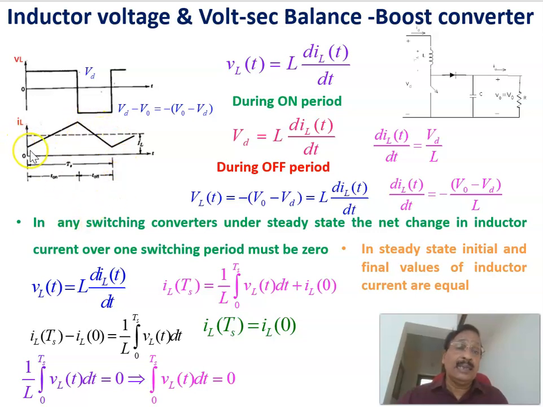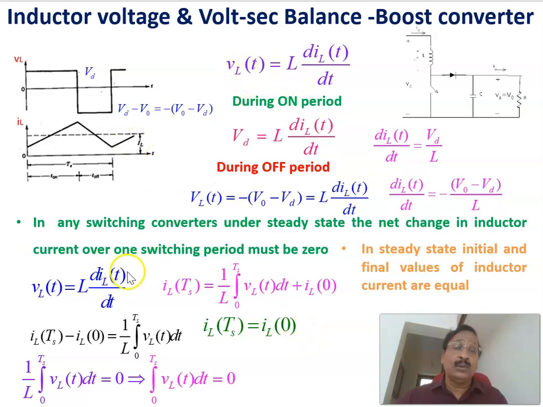Therefore, here this current is the same as this current, meaning that in any switching converter under steady state condition, the net change in inductor current over one switching period must be 0. Meaning that the current IL at 0 should be the same as IL at Ts. Therefore, in steady state condition, the initial and final values of the inductor current are equal. This current is the same as this current, or you can say that IL at Ts should be equal to IL at 0.